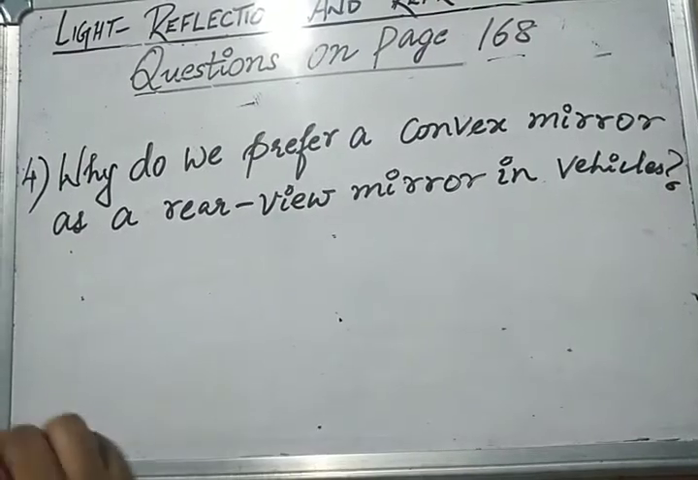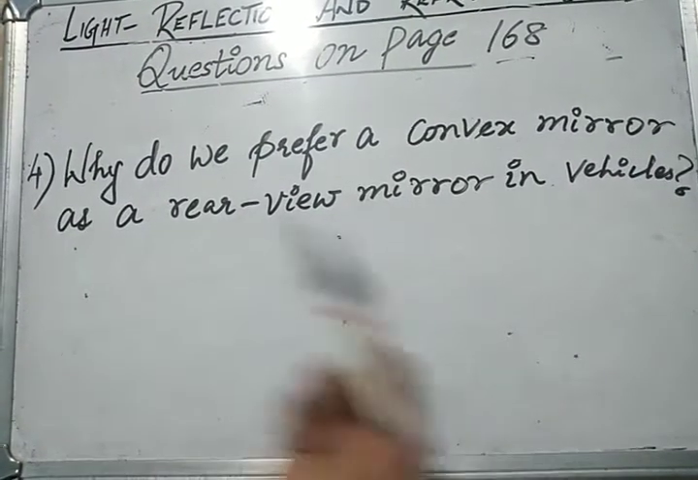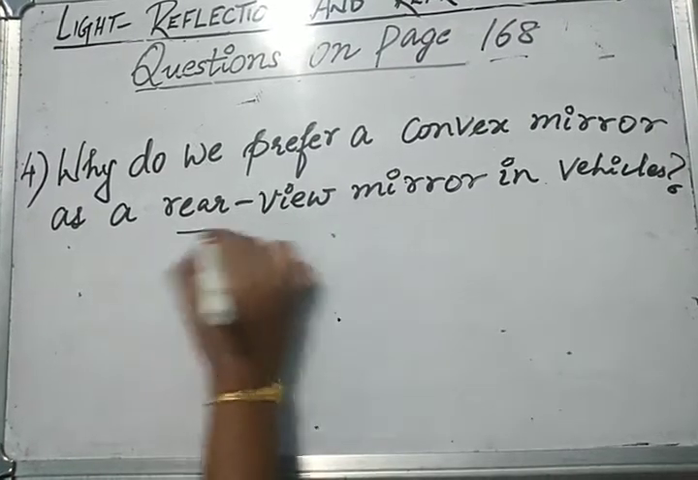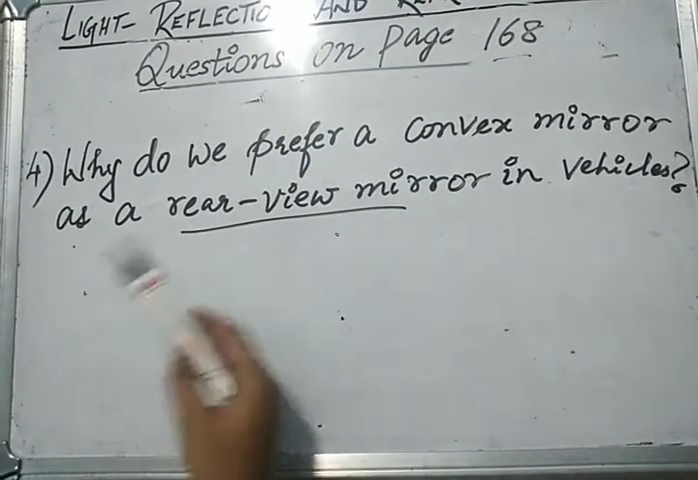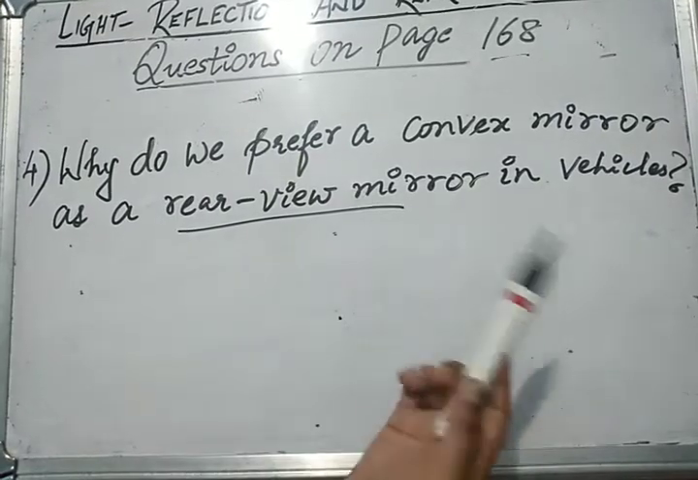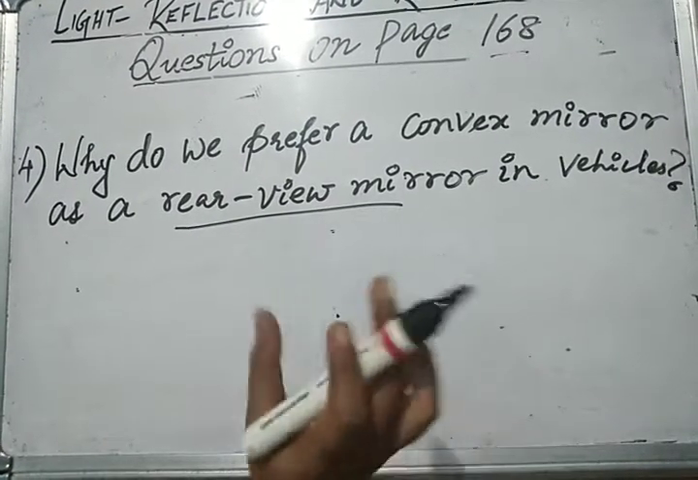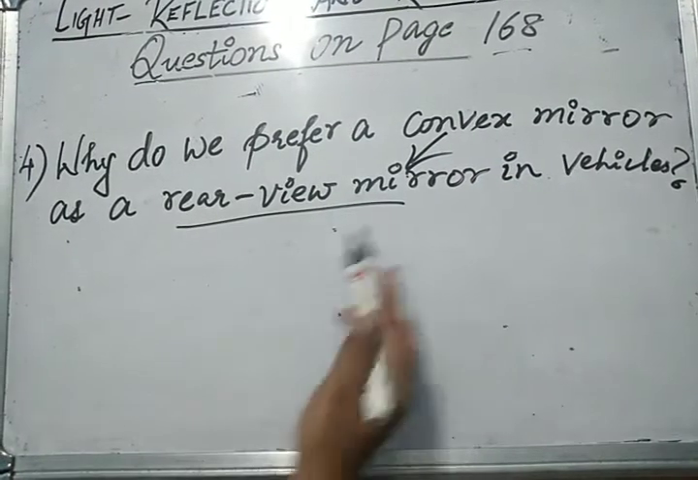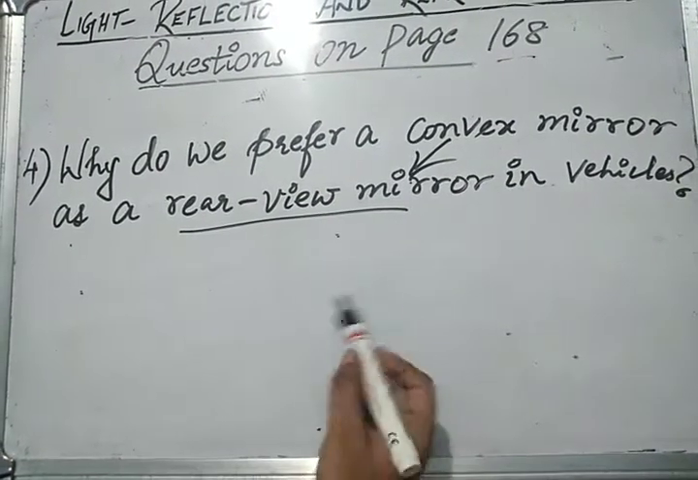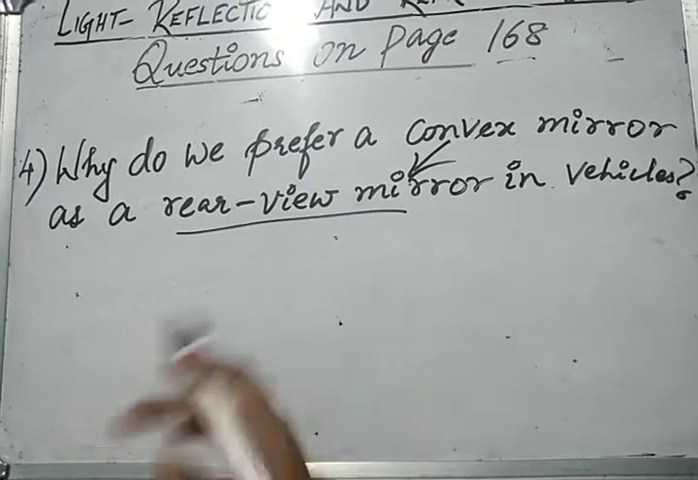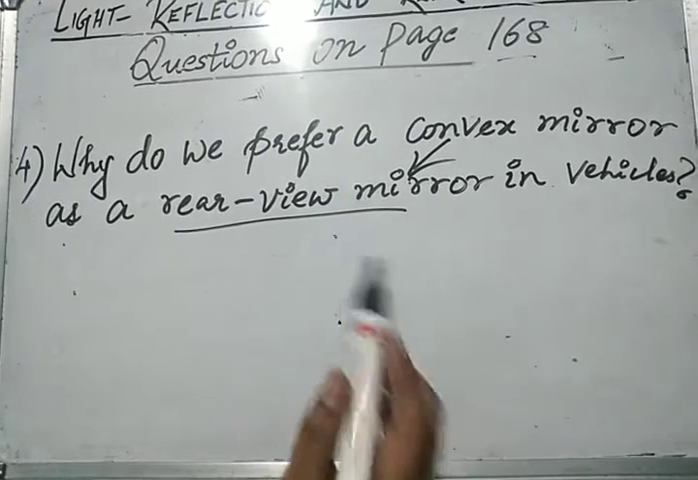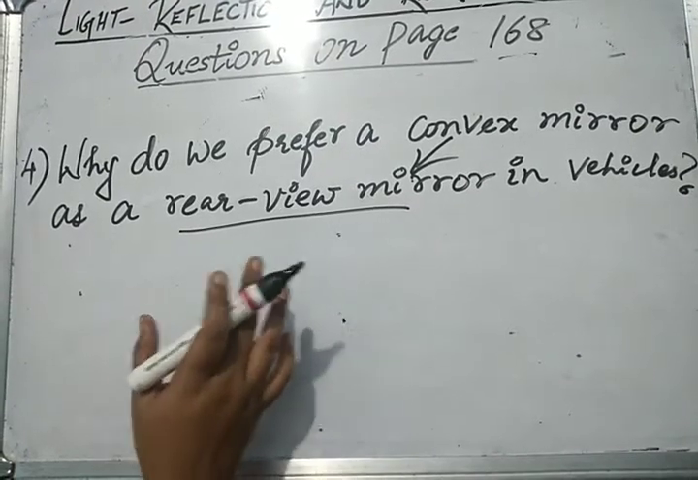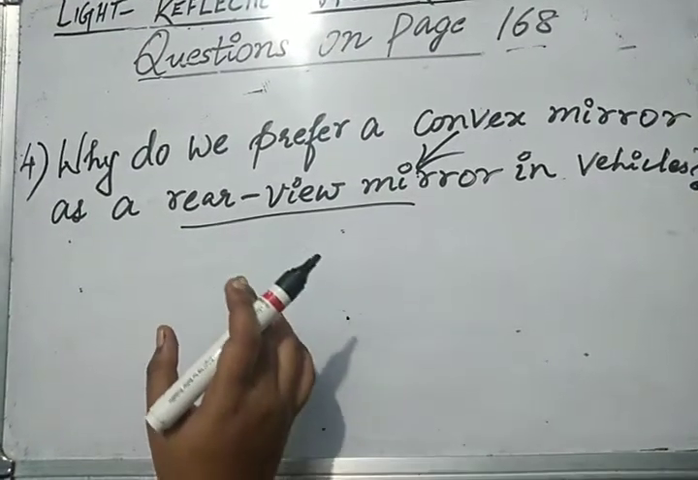This is your question. You might have observed in all the vehicles you have a side mirror, a wing mirror. That is your rear view mirror. And we have studied in the applications of convex mirrors that convex mirrors are generally used for rear view mirrors. They are used as rear view mirrors. Now the question comes, why not any other mirror? Why do we prefer only convex mirror? It is very easy. The answer is very easy.